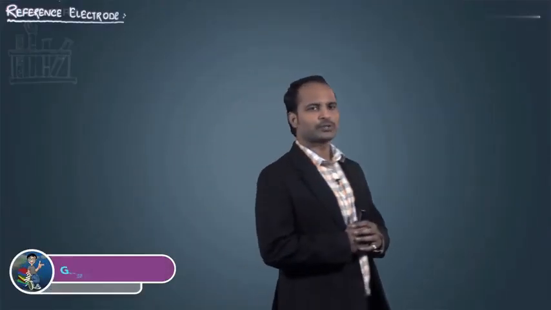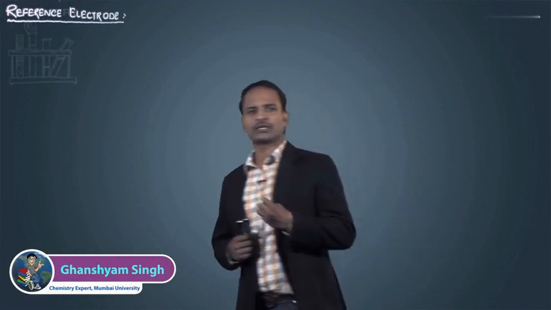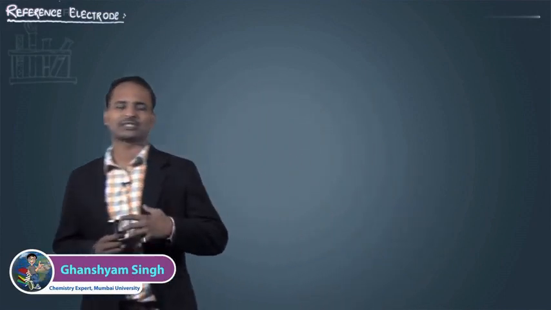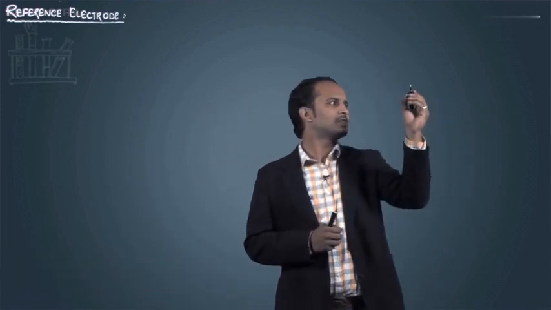Next is the reference electrode. The reference electrode is an electrode whose potential is known to us, and it is used to determine the potential of some other electrode. For example, suppose I wanted to know the electrode potential of this particular electrode.